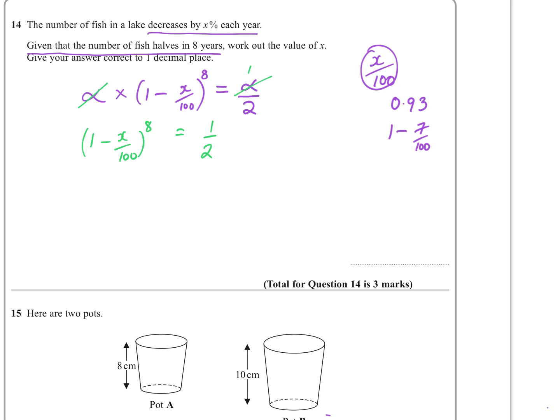Now the lovely thing is we've got a calculator, so that means 1 minus x over 100 is a half to the power of 1/8. And I'm going to do that now. So 0.5 to the power of 0.125, I'm going to use that as a decimal. And that gives me 1 minus x over 100 is 0.917.